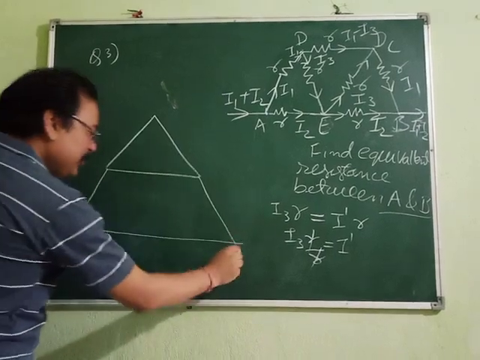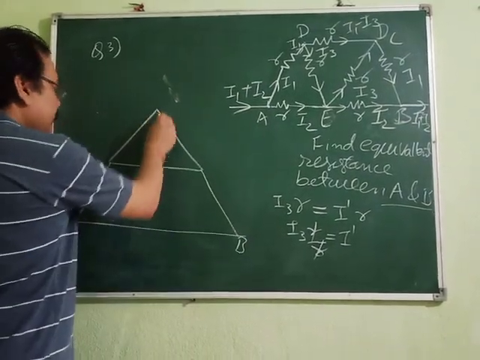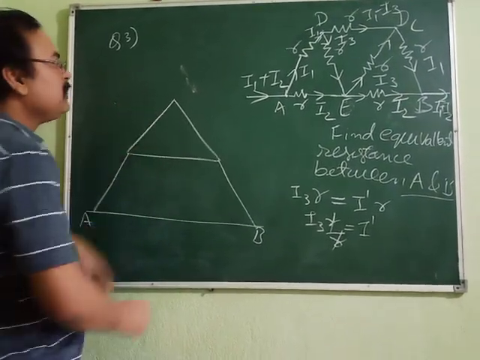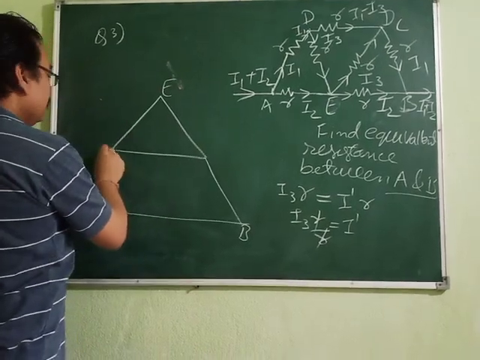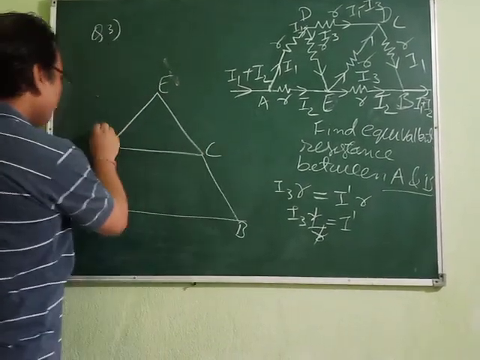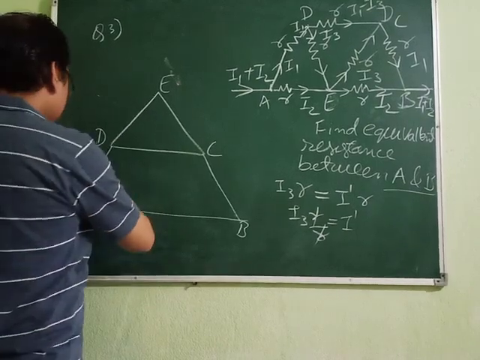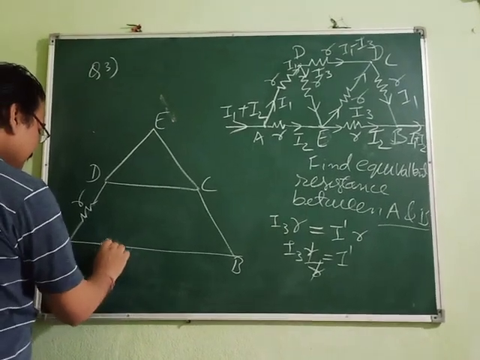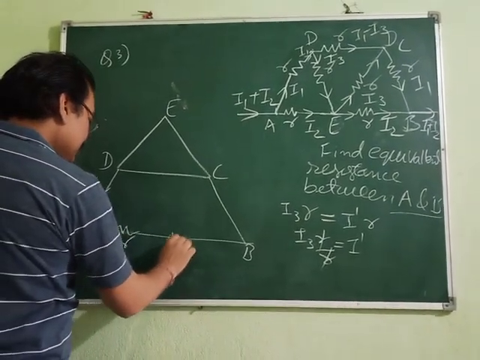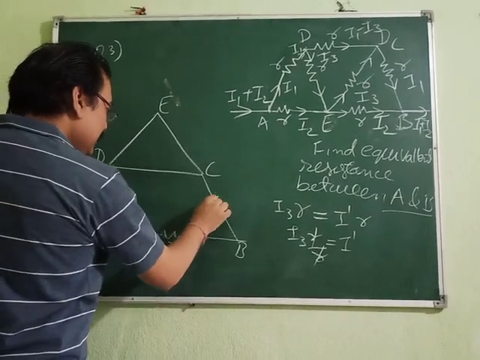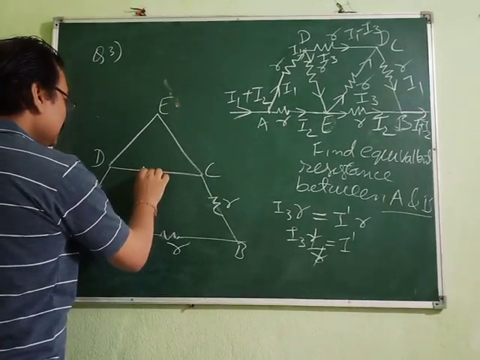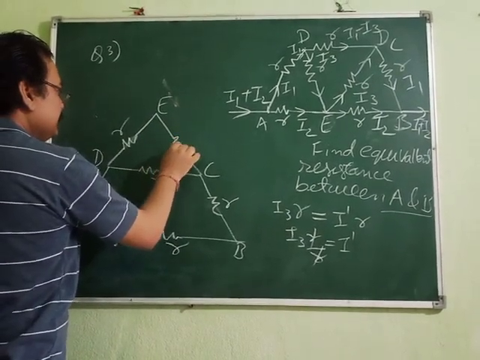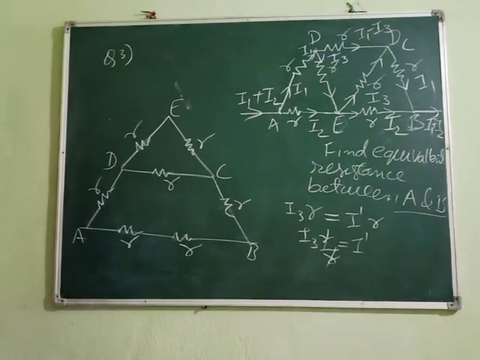This is point A, this is point B, and this we have disconnected from here and erected it. So this is your point E, and this is your point C, and this is your point B. Now resistances are here, that is R, one resistance is here, that is again R, one is here, that is again R, one is here, that is R, another is here, that is R, and another is here, that is again R. So this is our structure now.